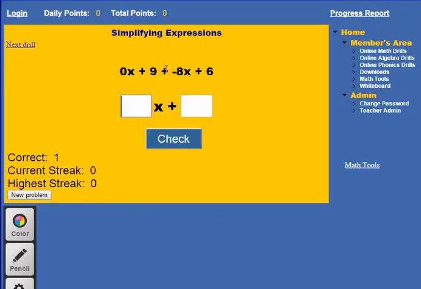Right, this one's just simple. There's no multiplying to do, so we just add our x's. And then add our 1's. 9 plus 6 is 15.